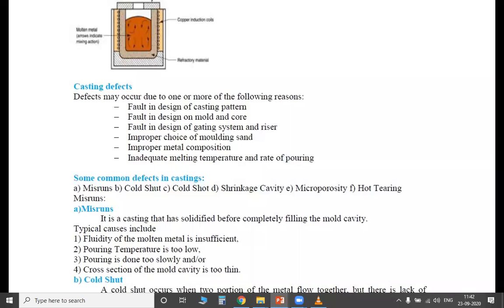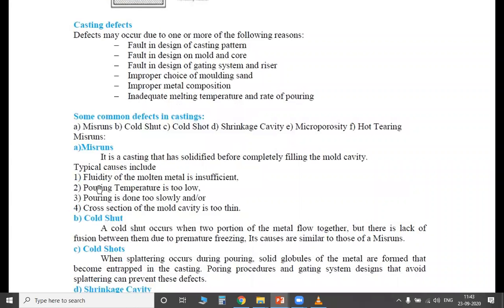Okay. So some of the defects are misruns, cold shuts, cold shots, shrinkage cavity, micro porosity, and hot tearing. Misruns typically are caused when the fluidity of the molten metal is insufficient. This is the main important thing when the casting part has defects like pore holes or cracks or any other thing. So the strength is not good, the toughness is not good.